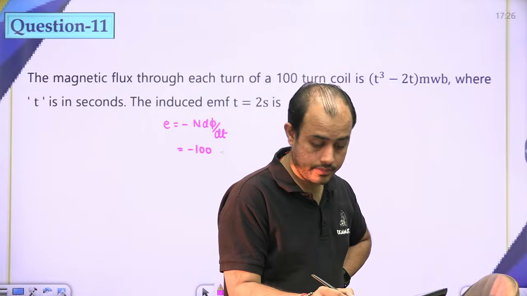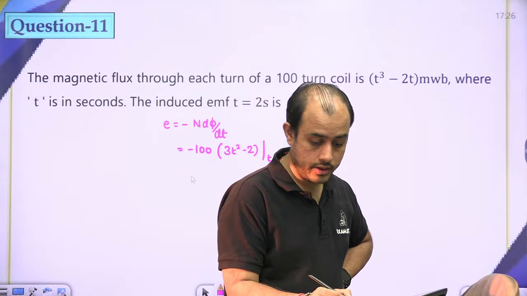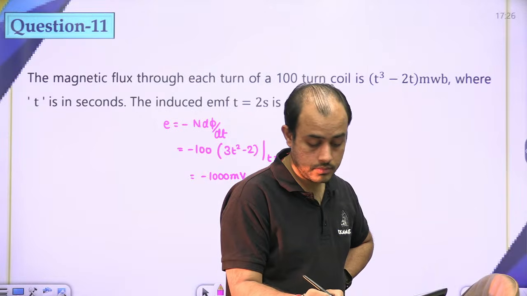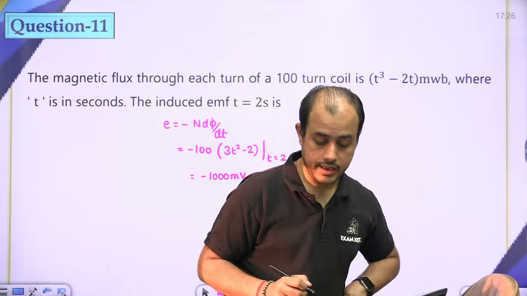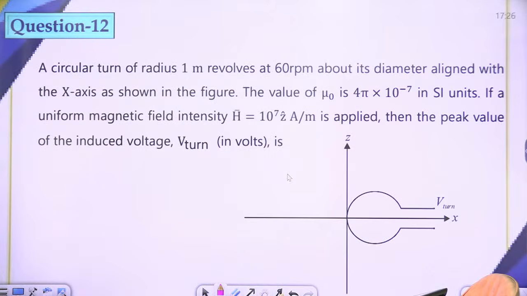Minus 100, 12 minus 2 is 10, minus 1 volt. Yeah, very good. Minus 1 volt. Chaliye next.